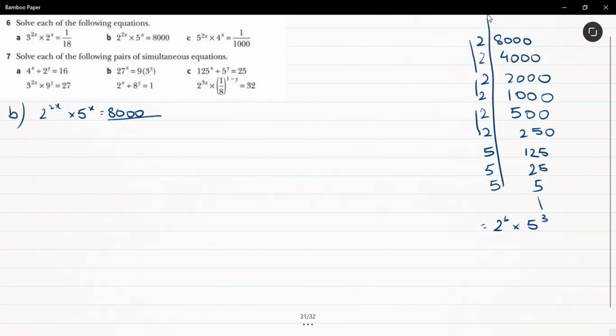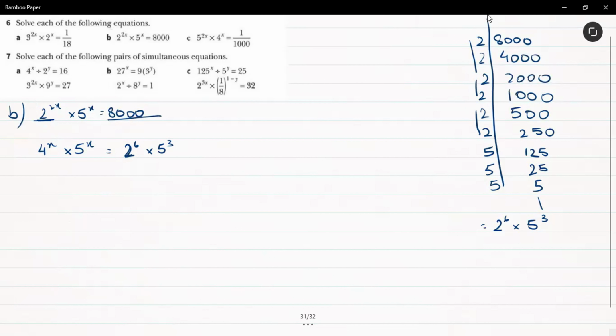Now, as you can notice here, this 2 raised to the power 2x can be simplified. It's going to be simplified to 4 raised to the power x because it's 2 squared, as we discussed earlier. So it's 2 squared x. So we can say that this is also equal to 4 raised to the power x multiplied by 5 raised to the power x is equal to 2 raised to the power 6 multiplied by 5 raised to the power 3.